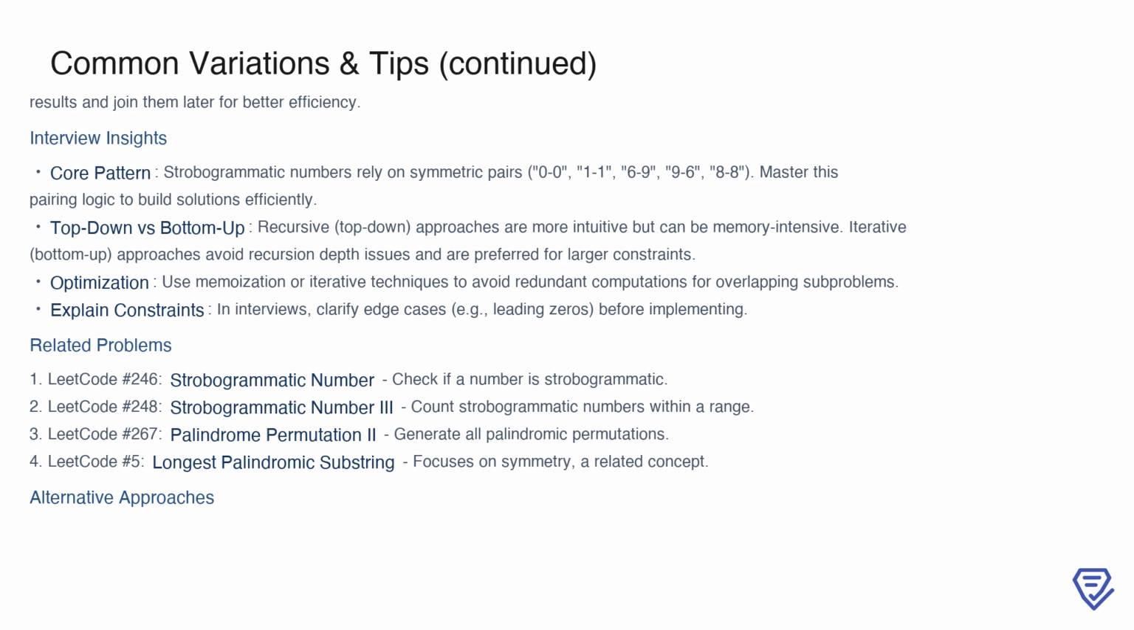During interviews, always clarify constraints up front. For example, ask if leading zeros are allowed or if there are specific edge cases to address. This not only demonstrates thoroughness but also ensures your solution aligns with the problem requirements. Finally, it's worth noting some related problems, such as LeetCode number 246, which checks if a number is strobogrammatic, or number 248, which counts strobogrammatic numbers in a range. These can provide additional practice and insights into symmetry-related concepts.